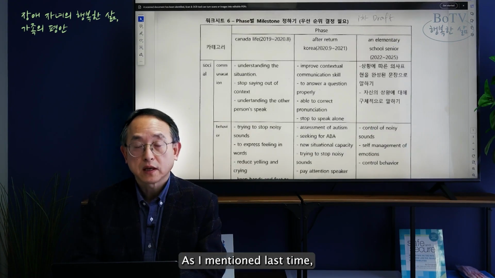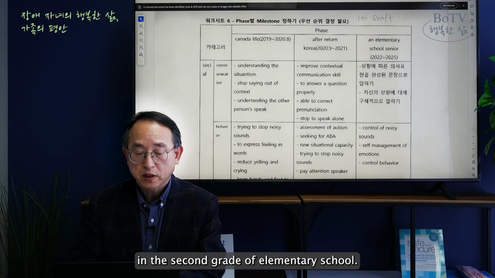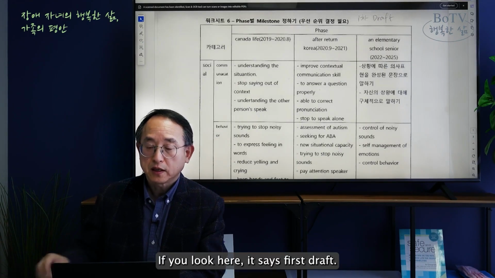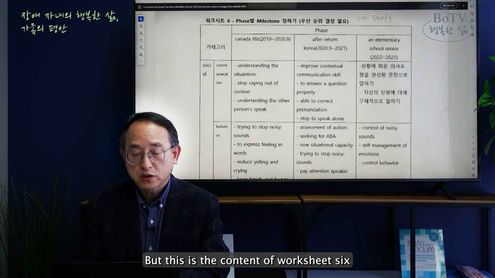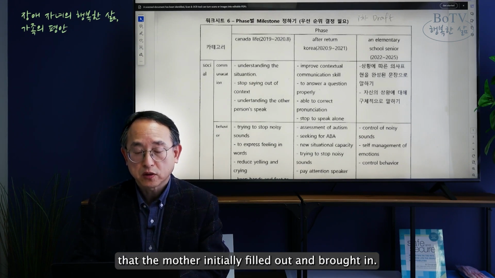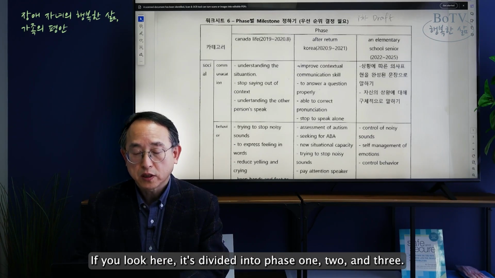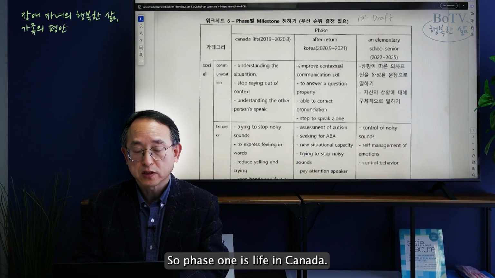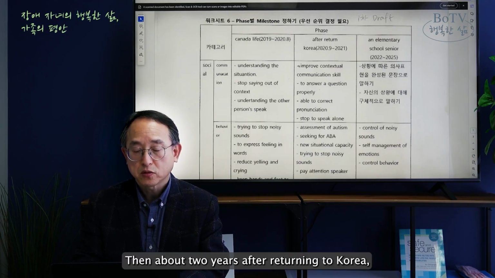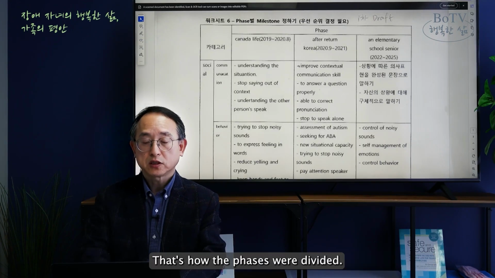As I mentioned last time, this was a worksheet from a family with a child in the 2nd grade of elementary school. If you look here, it says first draft. I'll explain this in a moment, but this is the content of worksheet 6 that the mother initially filled out and brought in. If you look here, it's divided into phase 1, 2, and 3. That's because this family was planning to stay in Canada for about 2 years, so phase 1 is life in Canada, then about 2 years after returning to Korea, and finally, about 3 years after graduating from elementary school. That's how the phases were divided.